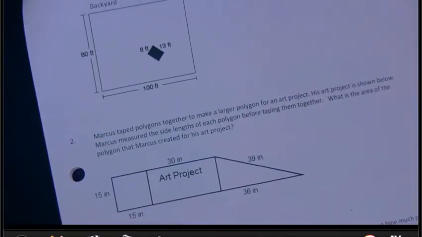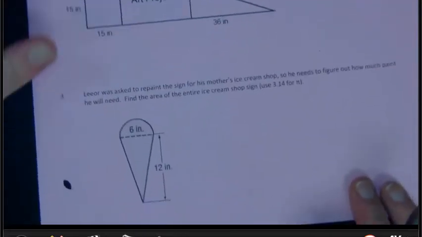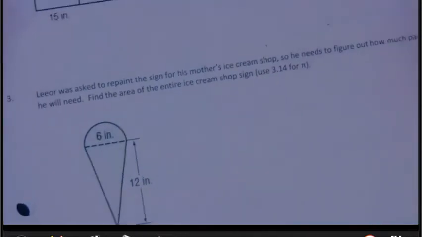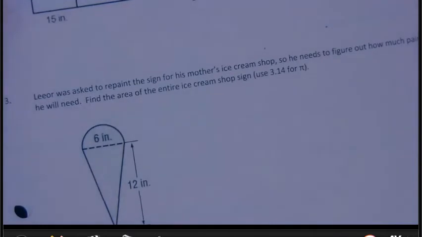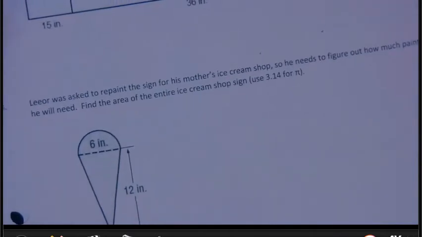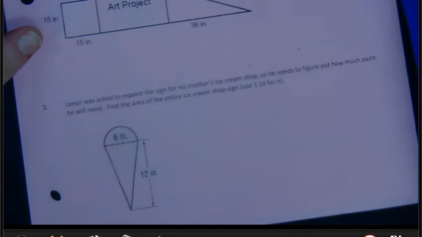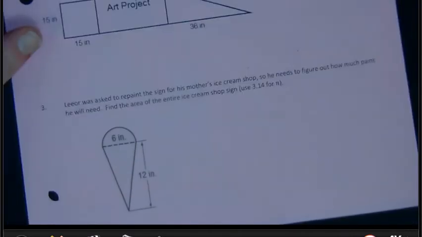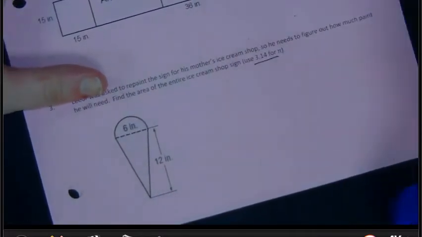All right, so let me look here. Let me do one more with you, and then I'm going to let you guys finish up the rest on your own. Okay, let's look at number 3. Okay, number 3. So Leor was asked to repaint the sign for his mother's ice cream shop. So he needs to figure out how much paint he will need and find the area of the entire ice cream shop sign. So we're also told to use 3.14 for pi.